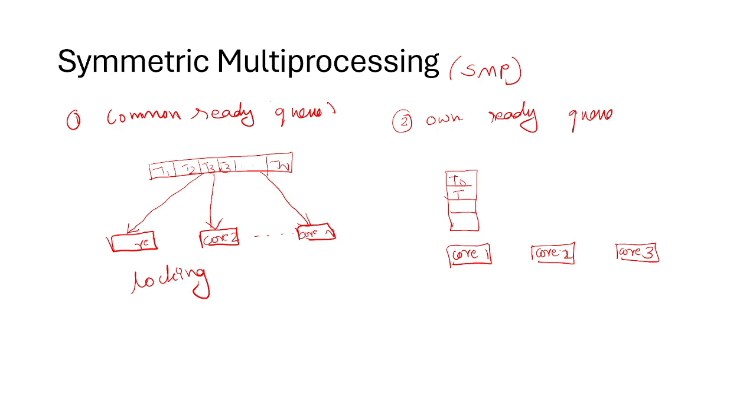The core 2 also has its own ready queue, with 2 tasks. Like that, core 3 also has its own ready queue, with 3 tasks. So here there is no problem of more than one core accessing the same task at a time. Whatever tasks are assigned to a particular core's ready queue, that core can access the tasks only from that ready queue.